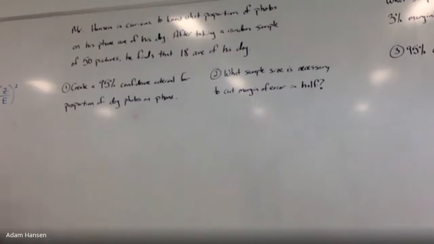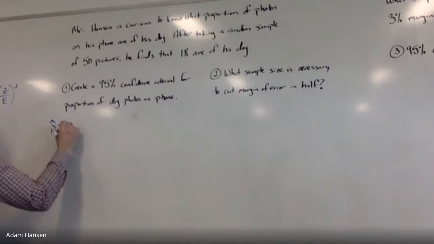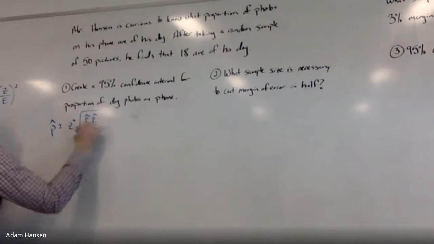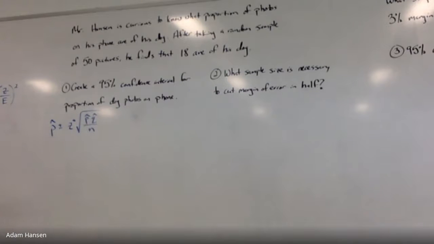A confidence interval is done by taking p hat plus or minus the margin of error: the z-score times the standard error of p hat, q hat over n. What is p hat? What is the sample proportion? 50 is the sample size; that's actually n. p hat is 18 over 50. Of the sample of 50 pictures, 18 were of the dog, right?